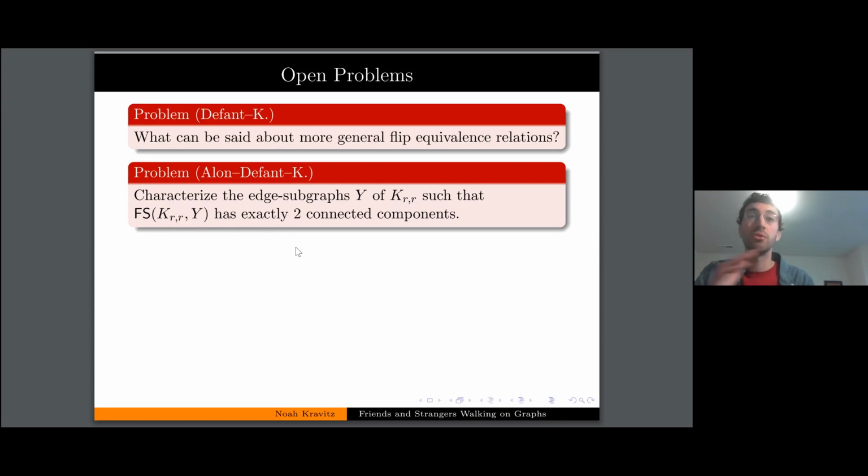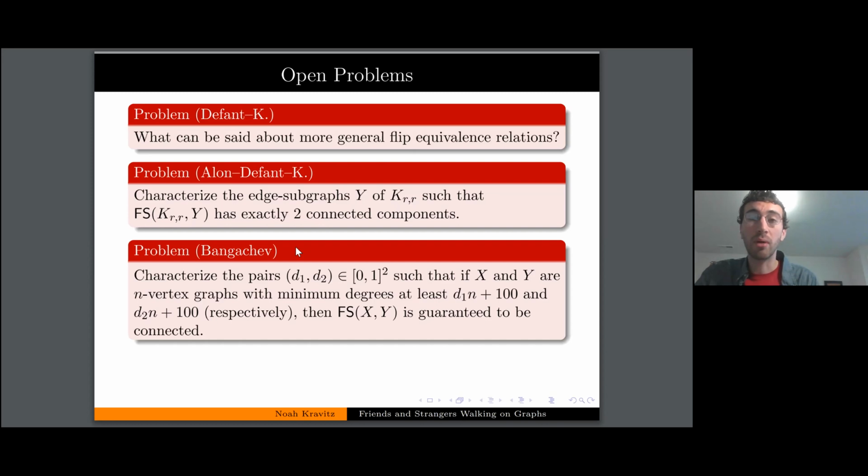In general, for many of the results that I mentioned, there's a bipartite analog where the goal is to have only two connected components instead of only one connected component in the non-bipartite case. I'll mention as a third open problem, to finish the work of Bogachev, that we look at X and Y having different minimum degree conditions and ask which pairs of minimum degree conditions guarantee a connected friends and strangers graph. He resolved a lot of cases of this problem, but there are still a few open cases, and it would be interesting to solve the remaining ones.